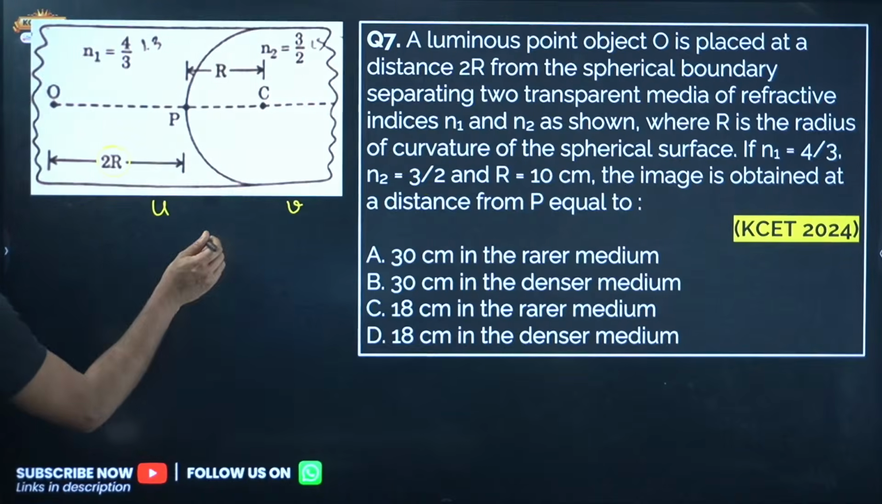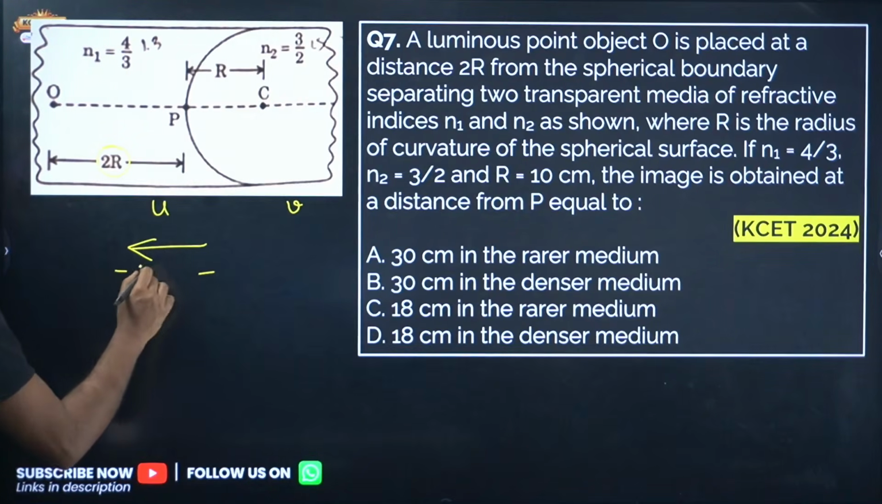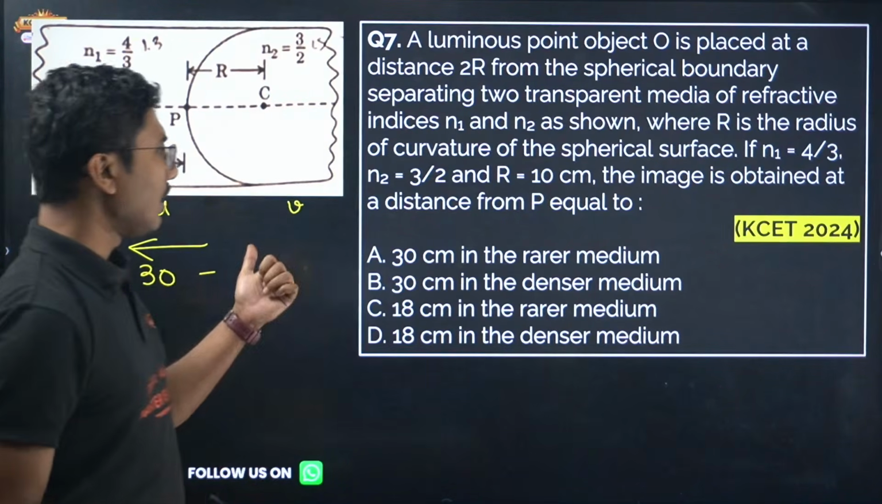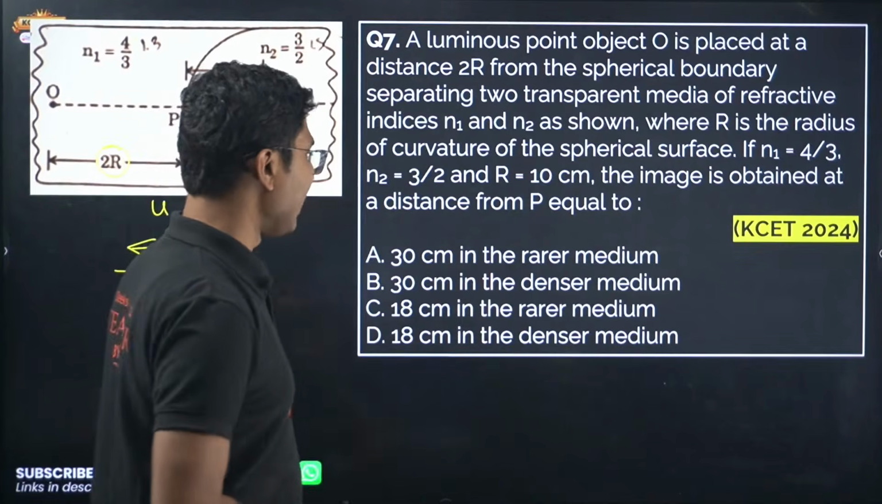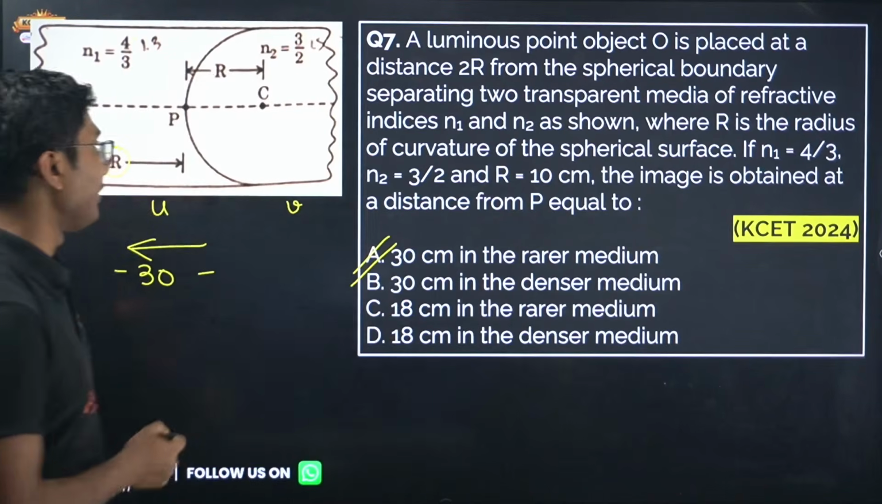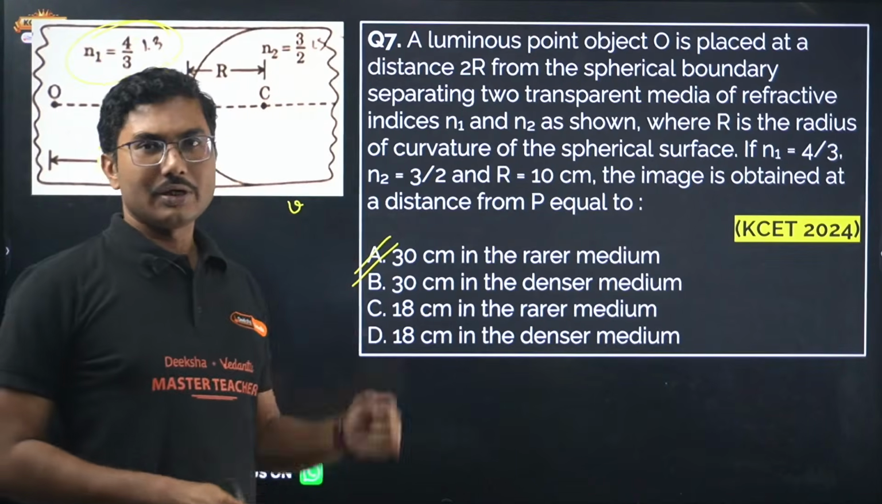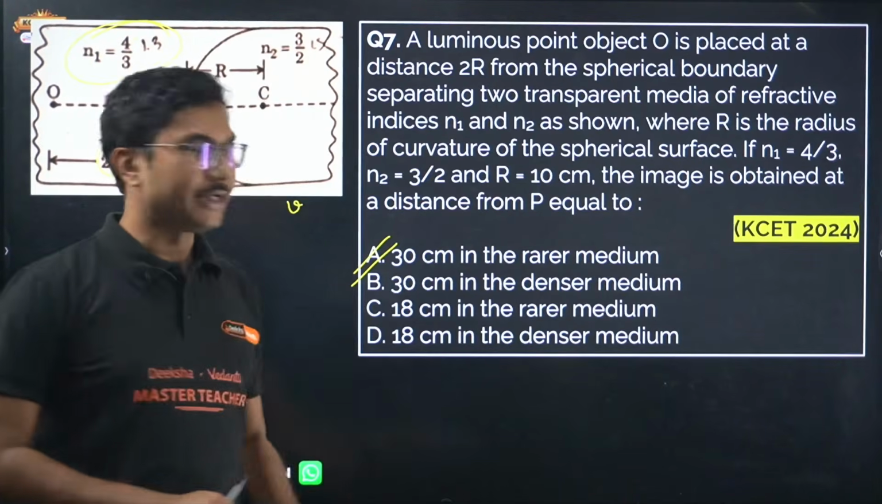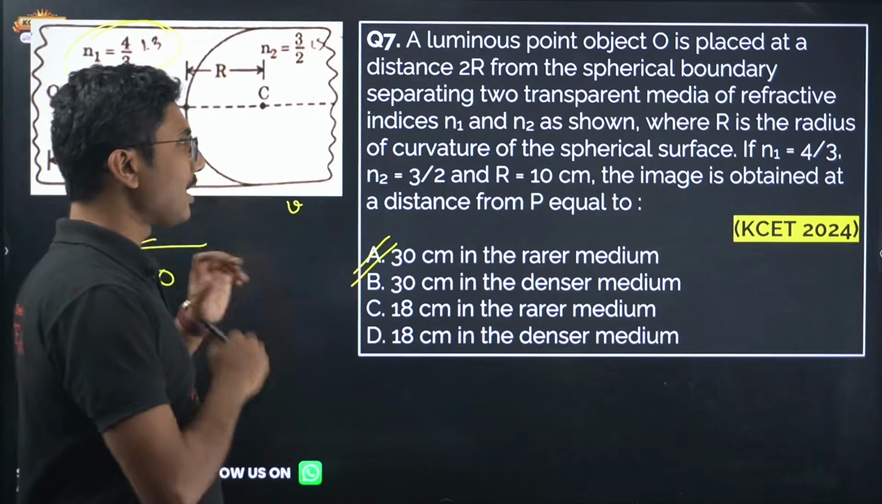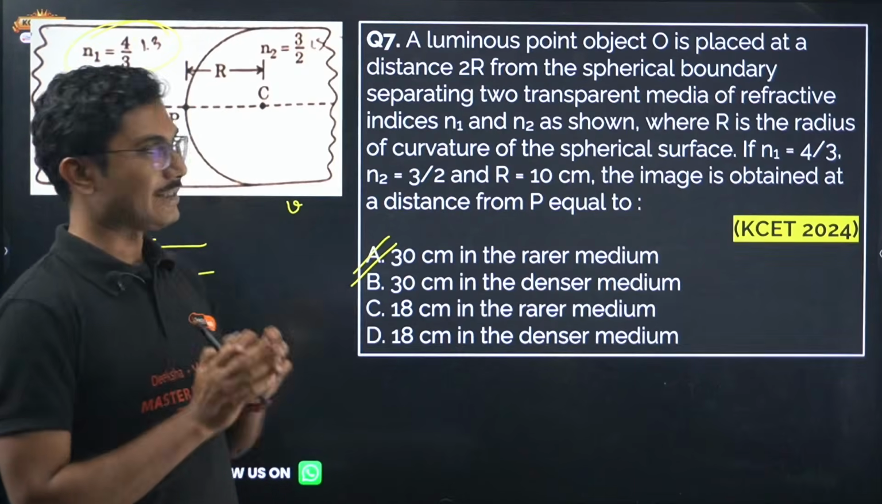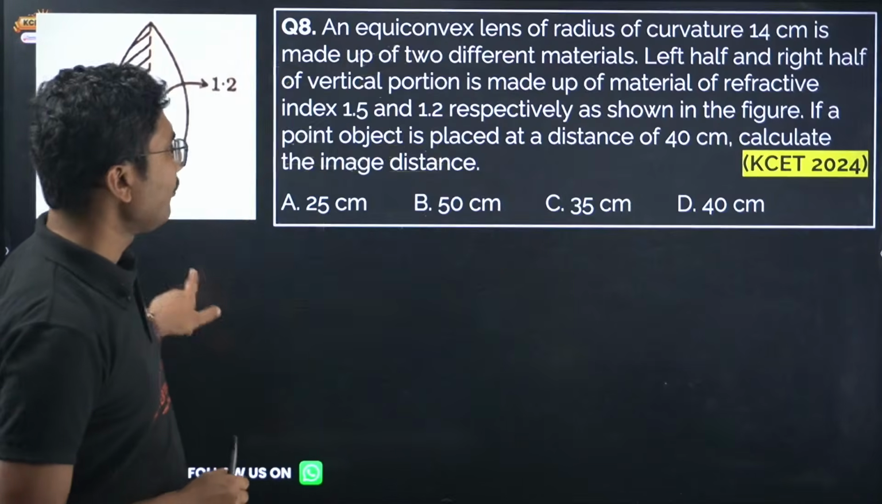Now minus 30 means it has to be on this medium, so it has to be on the rarer medium. 30 centimeter in the rarer medium. Rarer medium means water is rarer, glass is denser, so 30 centimeter in the rarer medium is the correct answer. So this is one of the tricky questions of KCET. Okay, it came in 2024.